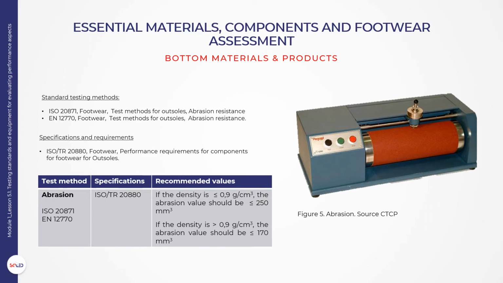The recommended values are as follows. If the density is less than or equal to 0.9 grams per cubic centimeter, the abrasion value should be inferior or equal to 250 cubic millimeters. If the density is greater than 0.9 grams per cubic centimeter, the abrasion value should be inferior or equal to 170 cubic millimeters.